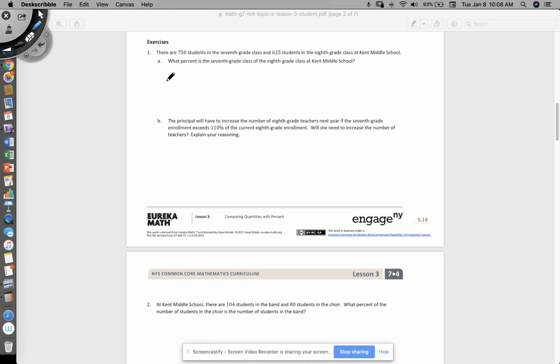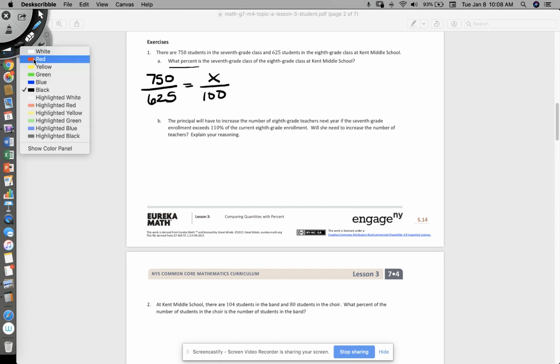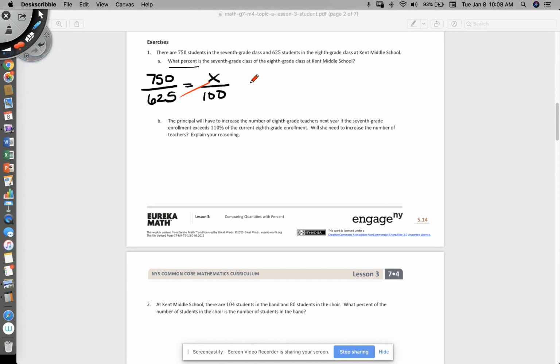So I do know that there are 750 7th graders, and I know that there are 625 8th graders. Since we're comparing 7th to 8th, that's how we're going to set that up. We are solving for percent because it says what percent, and we know our 100 is always there. So let's go ahead and cross multiply. I get 625x. And 750 times 100 is going to give me 75,000.